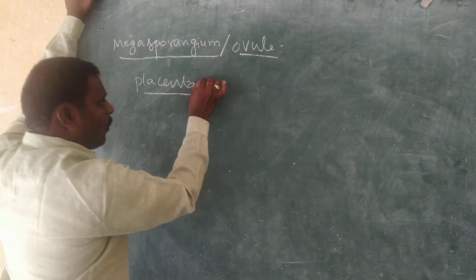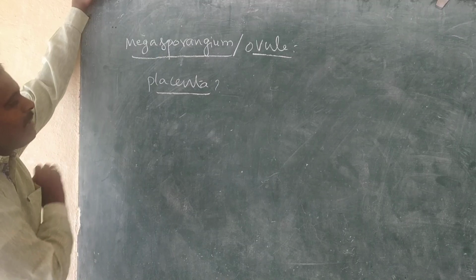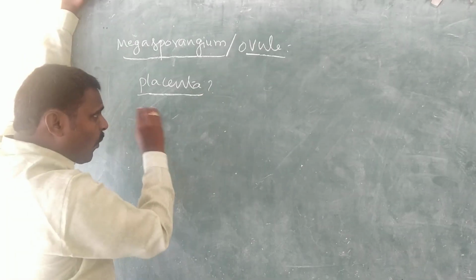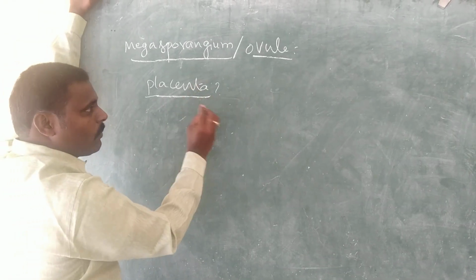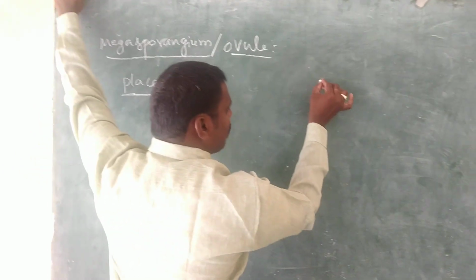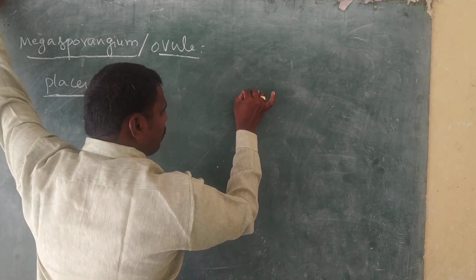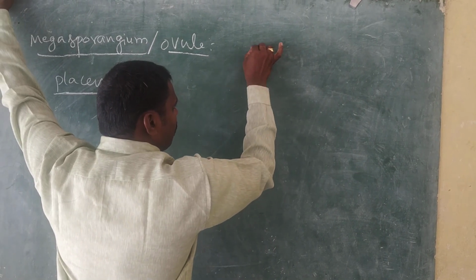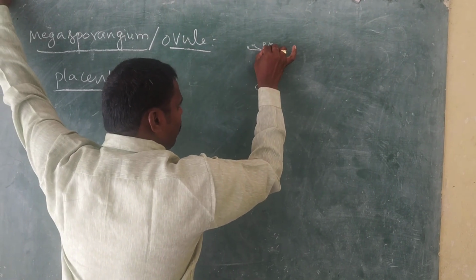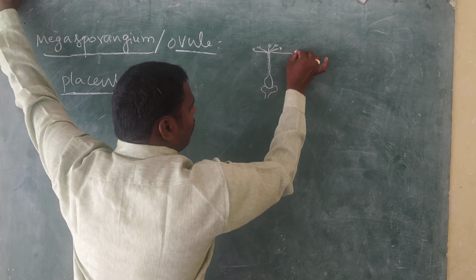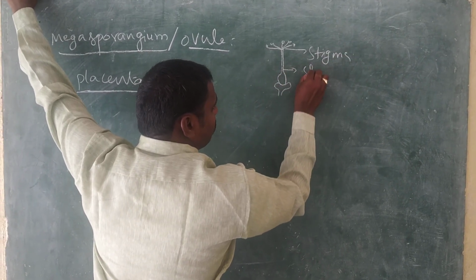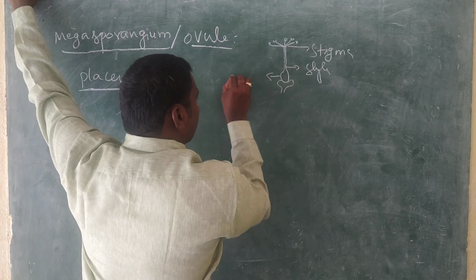But my question is, what is placenta? Where is this placenta present? See, where ovules are attached inside the ovary, that region or that part is called placenta. For example, if we take the carpel, each carpel mainly consists of 3 parts. We know what those 3 parts are: stigma, and this is a style, and this is a ovary.